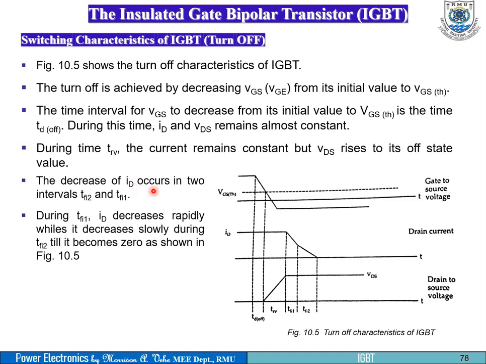The decrease of ID occurs in 2 intervals. During this one, ID decreases rapidly whilst it decreases slowly during this one, till it becomes 0 as we have in the figure. So it's just a matter of causing a decrease in the gate source voltage till it goes way below the threshold value, then the whole thing starts decreasing. Basically, these are the characteristics.